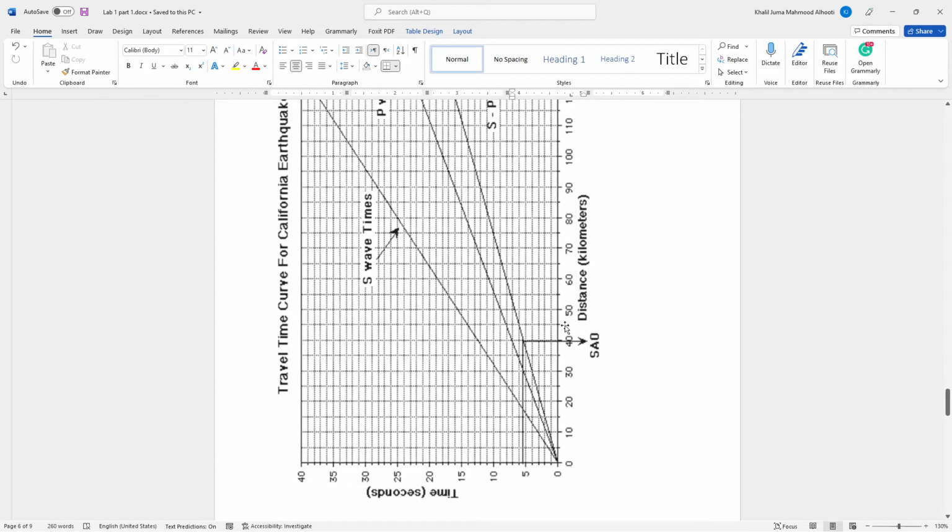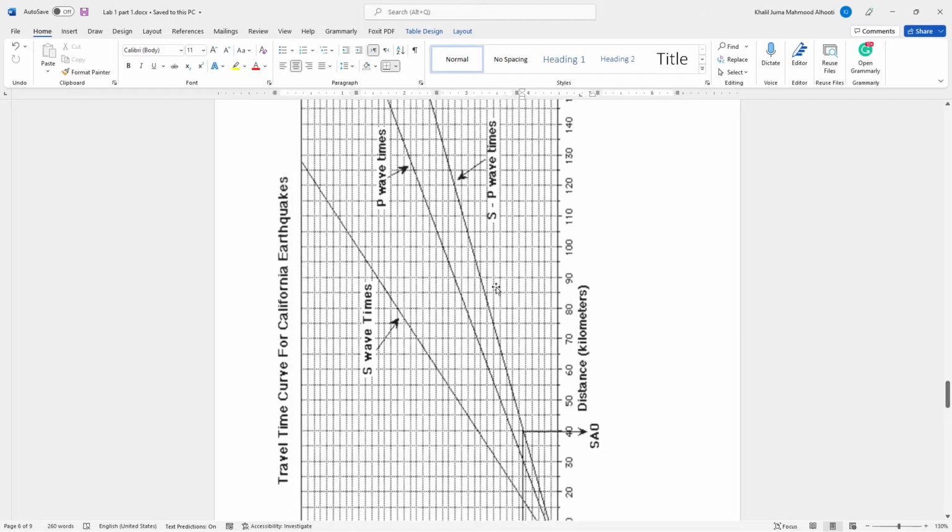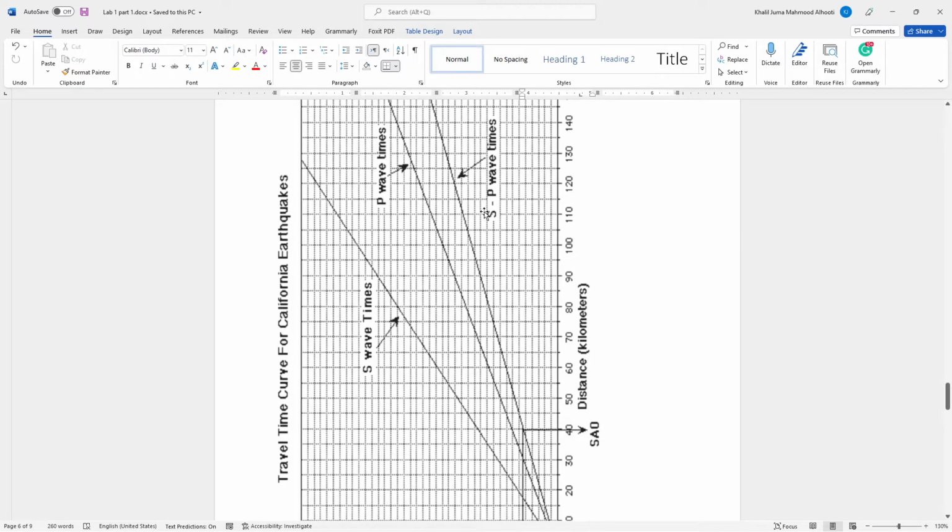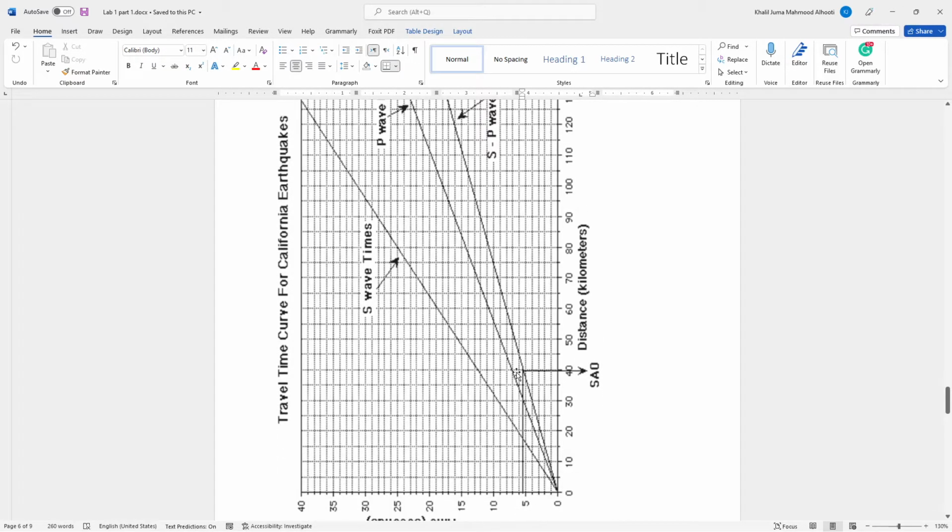The x-axis is the distance. So draw the line and let it connect with this graph, straight line, S minus P. Once it's connected with this graph, bring it down to the x-axis, and record at what value it crosses the x-axis. In this case, it crosses it at 40 kilometers.